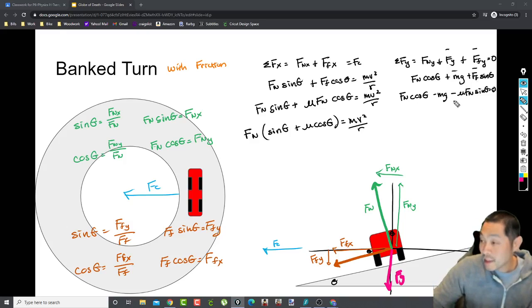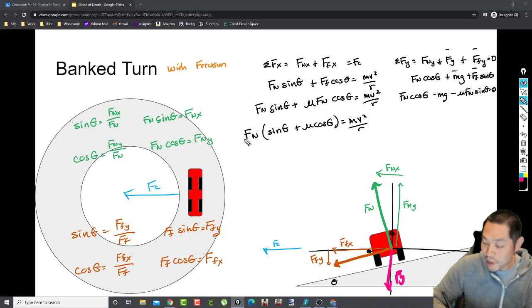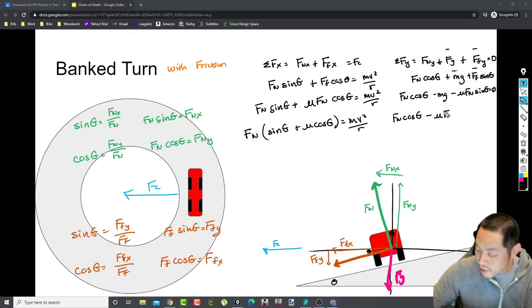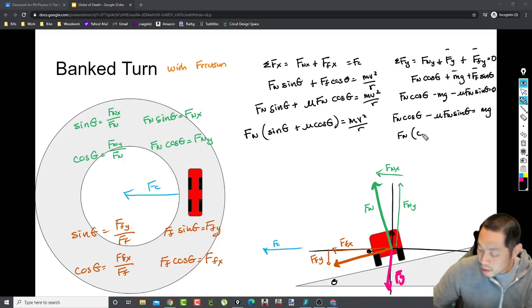All right, kind of back to this. We're almost done. So bear with me. The math is almost over. Let's see. Where was I? Oh, yeah. So I replaced force of friction with mu Fn. Now my goal is to isolate Fn so I can substitute it in here. So I'm going to move mg to the other side of the equation and put these together. So I have Fn cosine theta minus mu Fn sine theta equals mg. I'm going to factor out Fn, cosine theta minus mu sine theta equals mg.